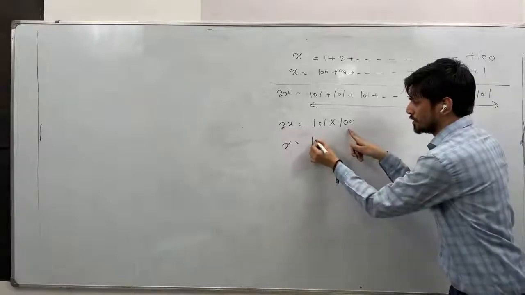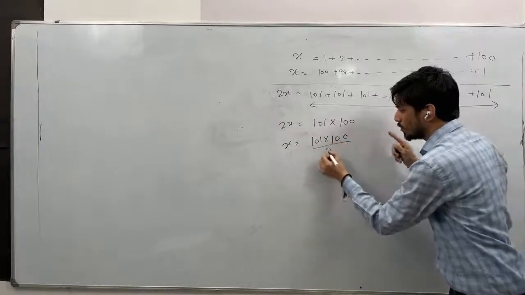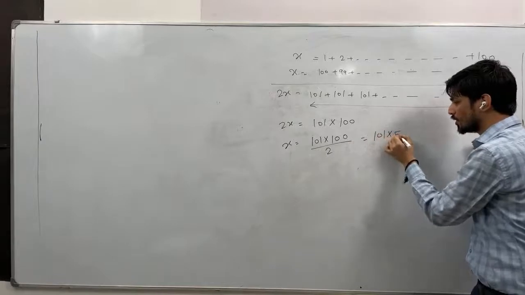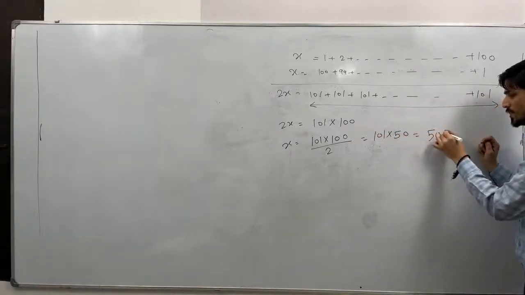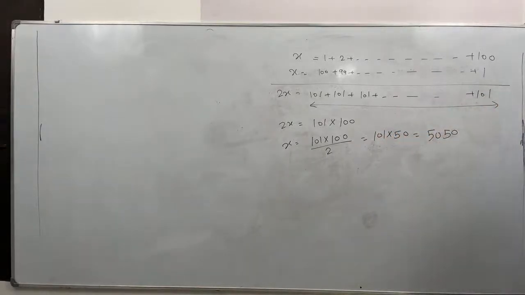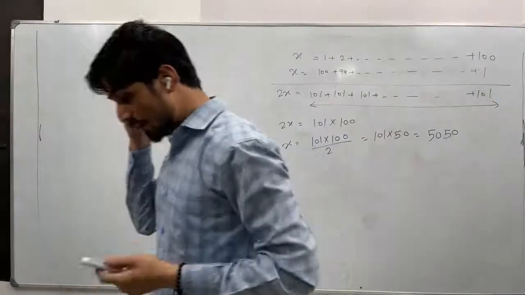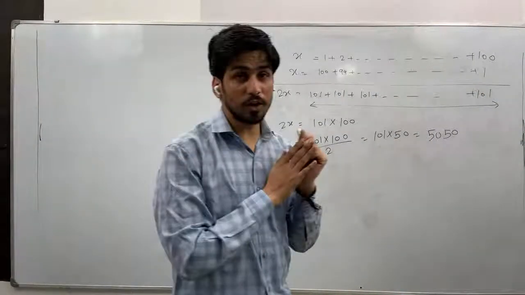Divide by 2. So what will I get? 101 into. So what is the answer? Easily you can calculate, right? Okay. Now you try question number 8. Try to solve question number 8.